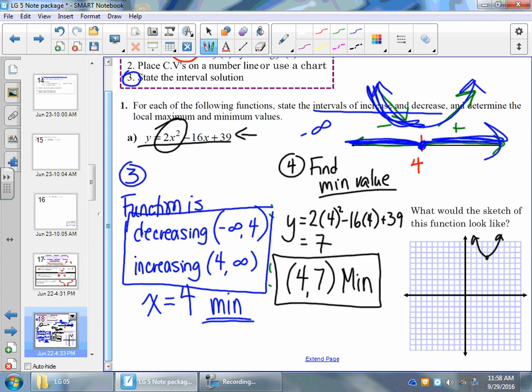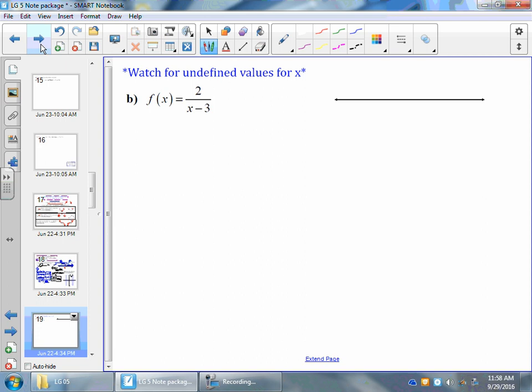It literally allows us to draw our graph, which is really cool. So let's keep going with that. Let's take a look at B. So we're still doing the same kind of question. It's saying that it wants us to find the increase and decrease, also find out is this a maximum or a minimum, and so on.